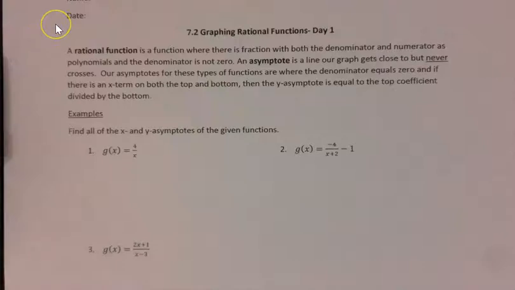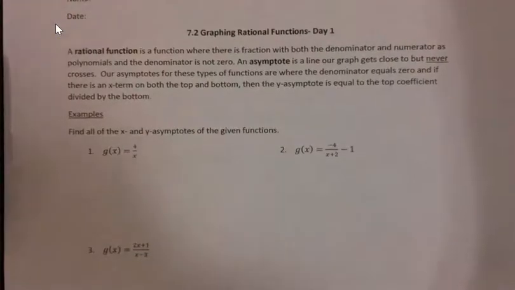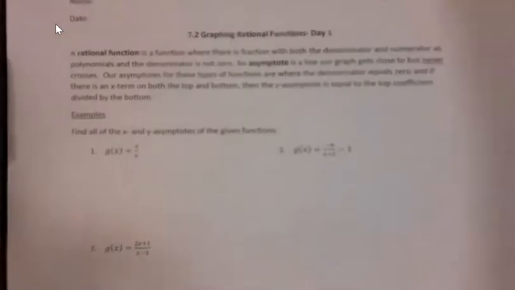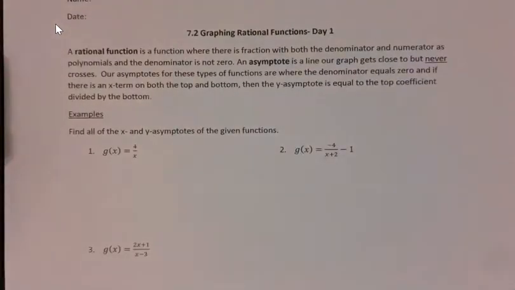So 7.2 is talking about graphing rational functions. A rational function is a fraction with both the numerator and denominator having polynomials in them, so with an x term somewhere. An asymptote is a line that our graph gets close to, but it never crosses.